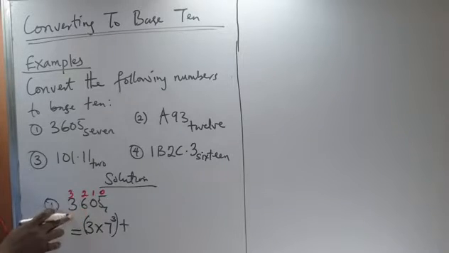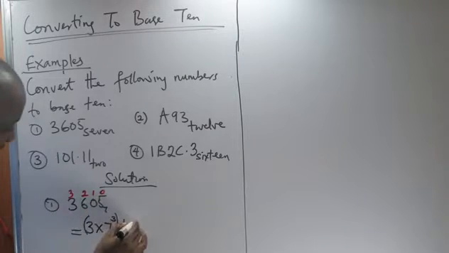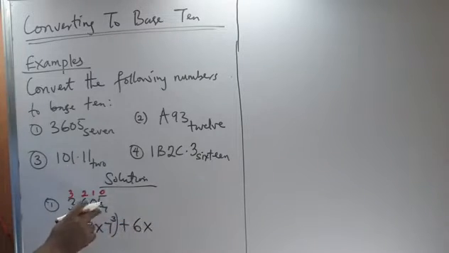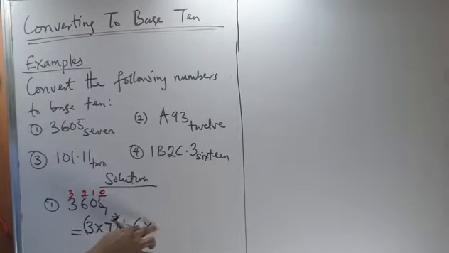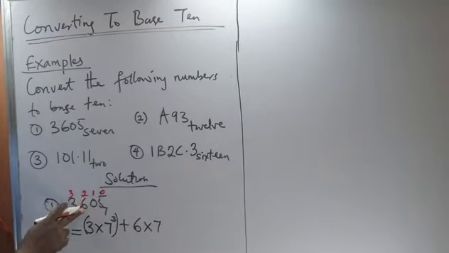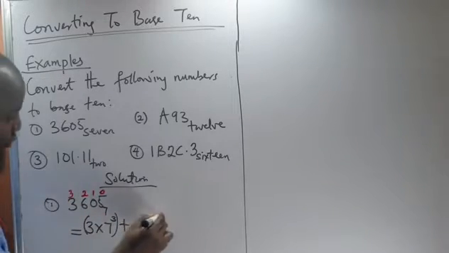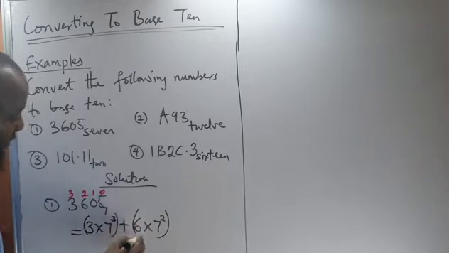The next digit, we know we have used the 3. The next digit is what? 6. 6 multiplied by the base. So if what you have as the base here is 3, we multiply by 3. But the base is what? 7. Multiplied by 7. And this 6 is raised to power 2. You put 2 on it.